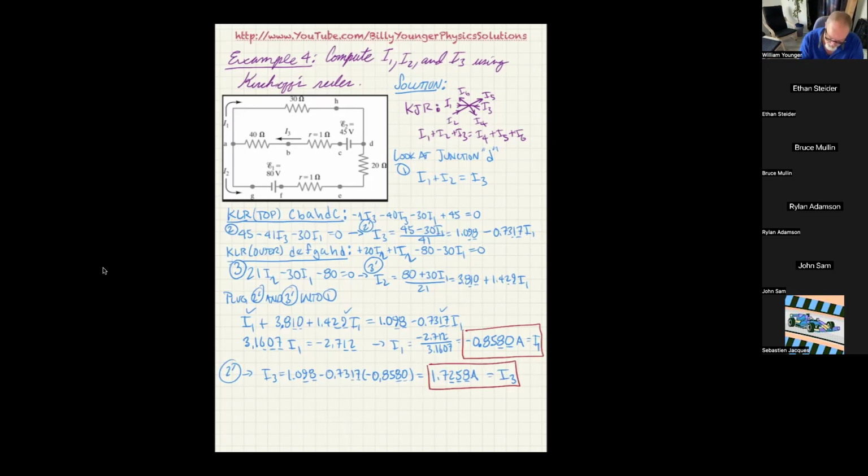Now I'm going to use 3' to find I2. So I2 is going to be equal to 3.810 plus 1.429 times I1, which is negative 0.8580. That's 3.810 plus 1.429 times negative 0.8580. That gives me 2.5839. And that's I2.